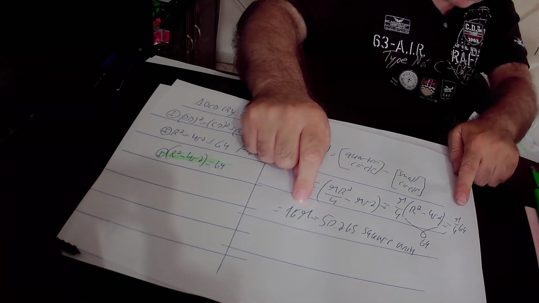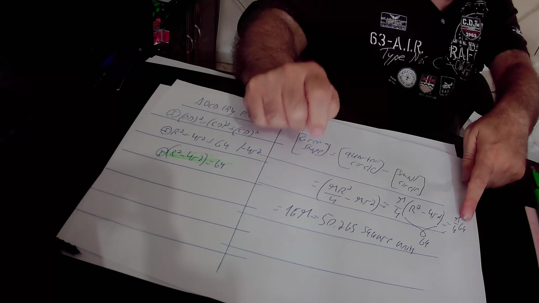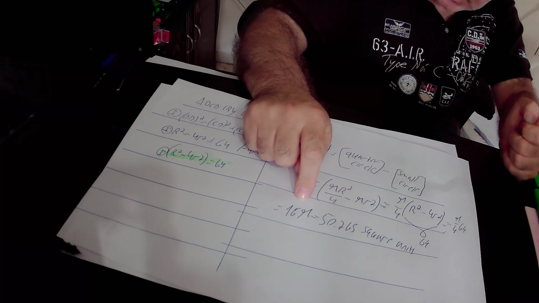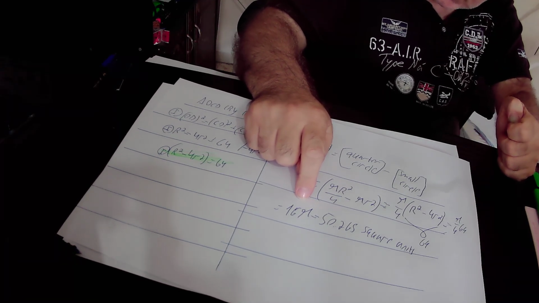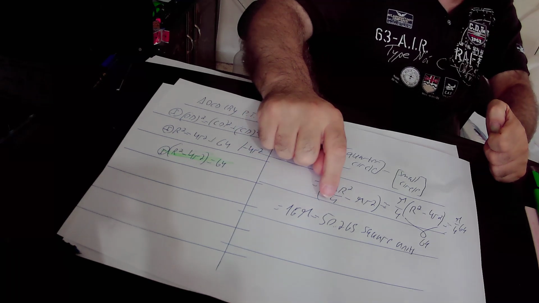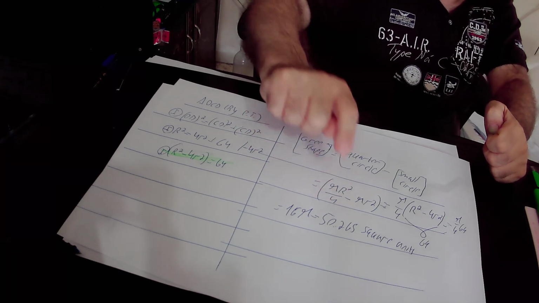64 over 4 is 16. So in total this expression equals 16 pi. So we found out that the area of the green shape equals either 16 pi square units or, in terms of numbers, it is equal to 50.265 square units. We finished with the first method, then I presented to you the second method.